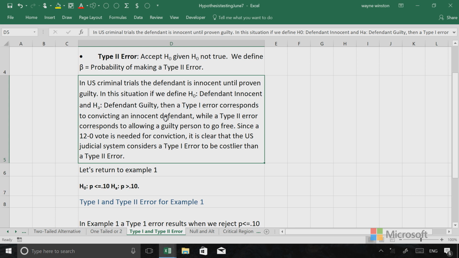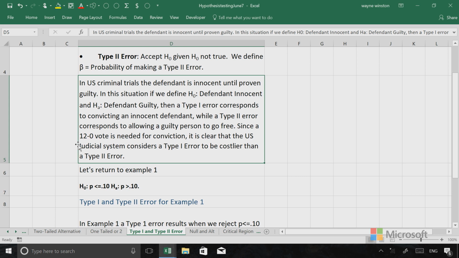So a type 1 error corresponds to rejecting the null hypothesis and basically accepting the alternative. That's convicting an innocent defendant. Okay? A type 2 error corresponds to letting a guilty person go free. Now in the U.S. system, a 12-0 vote is needed for conviction. So the U.S. judicial system considers a type 1 error to be costlier than a type 2 error, and the null hypothesis is indeed the defendant is innocent because it takes overwhelming proof to disprove that hypothesis.